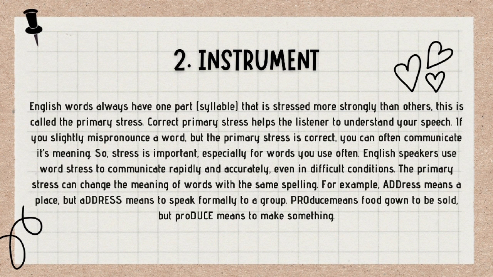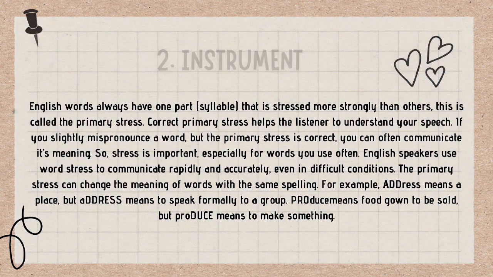The primary stress can change the meaning of words with the same spelling. For example, address means a place, but address means to speak formally to a group. Produce means food grown to be sold, but produce means to make something.